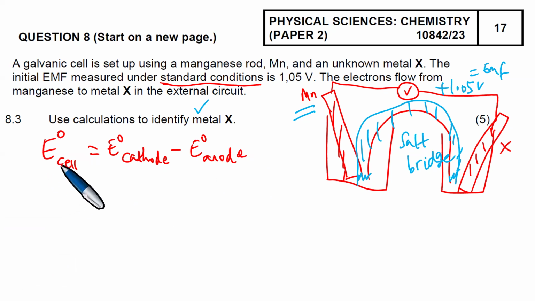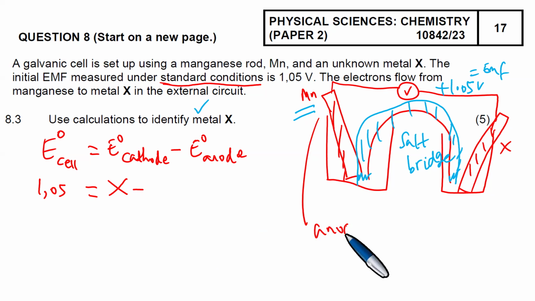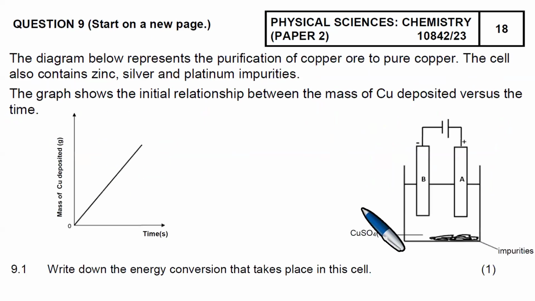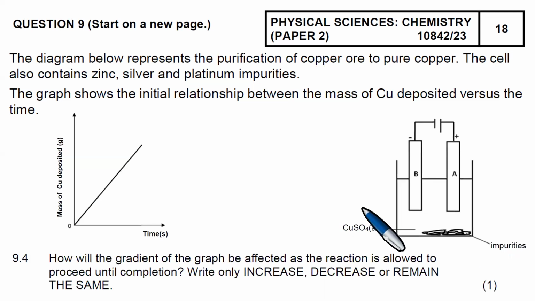What is the EMF of the cell? We're told that it is 1.05 volts. It is equal to E naught of the cathode, which is X, minus E naught of the anode. The anode must be manganese. So if manganese is the anode, we go to the table of reduction potentials and check what the manganese value is. Let us check this manganese over here.